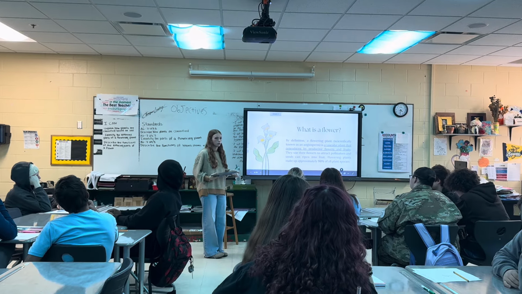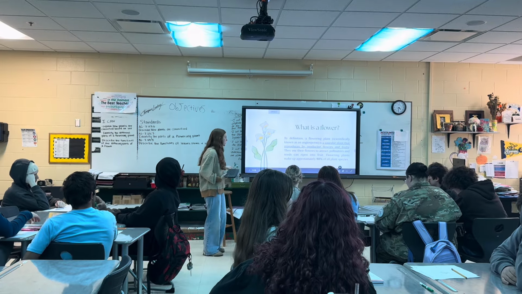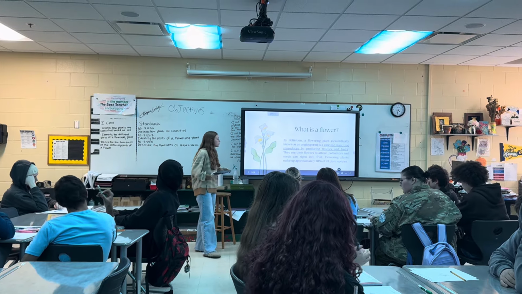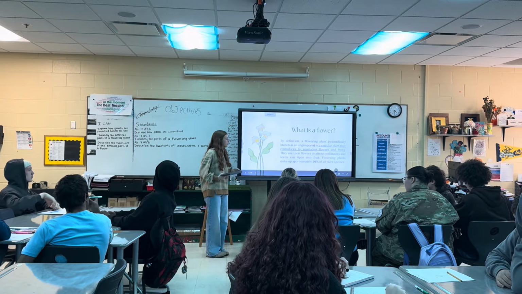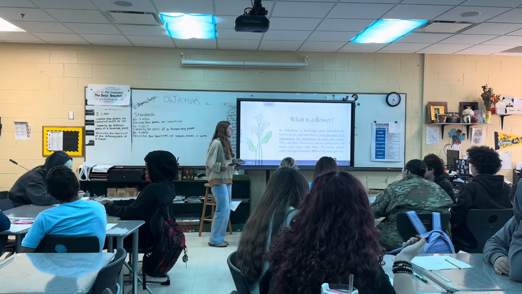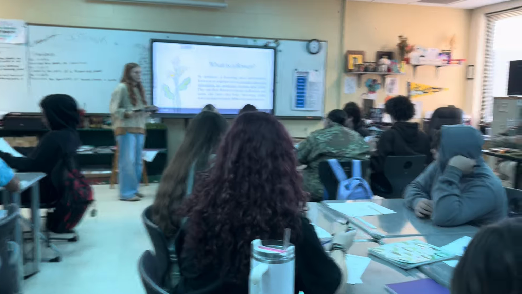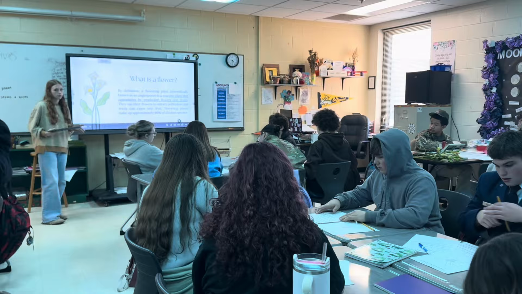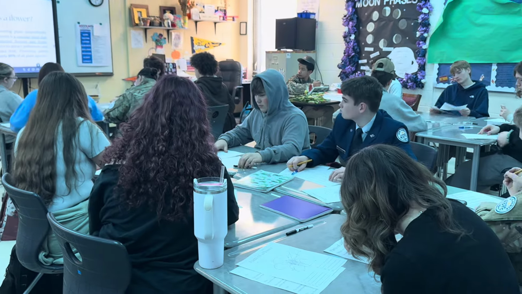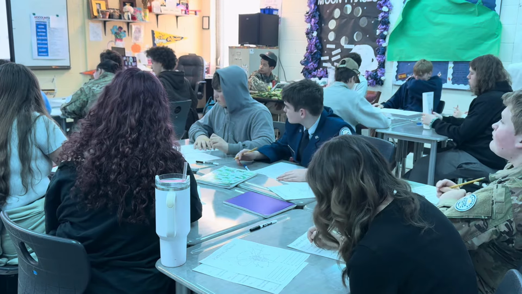So, to start, what is a flower? By definition, a flowering plant, scientifically known as an angiosperm, is a vascular plant that reproduces by producing flowers and fruits. If you take a look at your note sheet and you flip past the first page, you will see the question that says, what is a flower? Go ahead and fill that out.